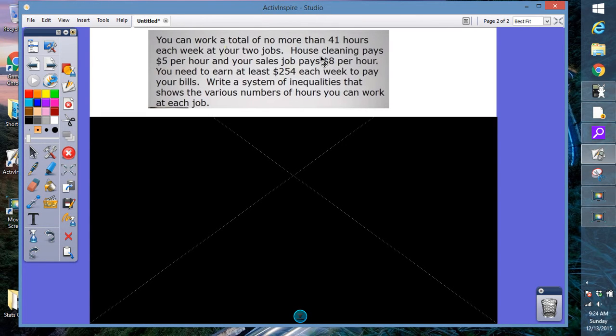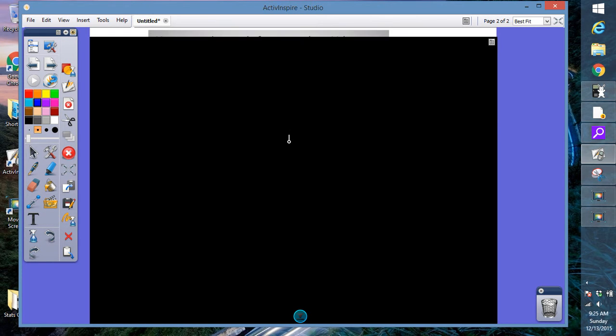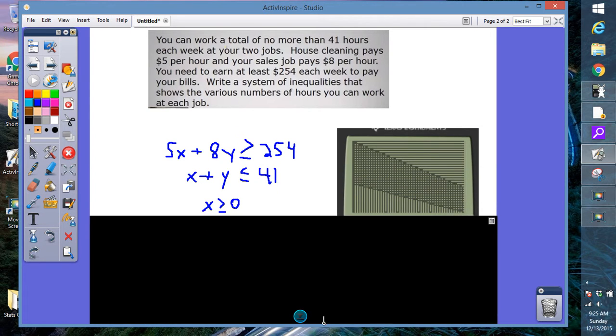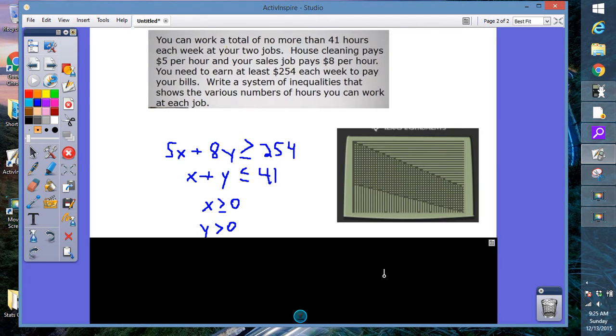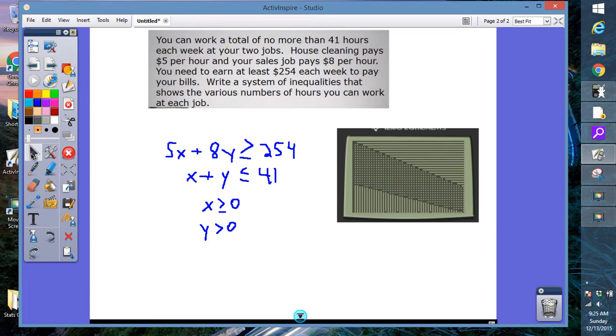On this one, your two unknowns are how many hours you're going to work at your cleaning job, and how many hours a week you're going to work at your sales job. You don't want to work any more than 41 hours total, but you want to make at least $254. So you're trying to figure out what combination of hours you could work at each job. Because it's an inequality, you're going to have some options. Okay, so very similar to the last problem. You'll start seeing all these are structured a lot alike.